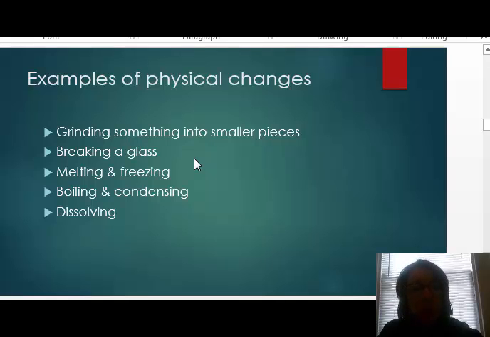In chemistry, phase or state changes like melting and freezing, boiling and condensing, as well as dissolving, are all important physical reactions. As a side note, not all chemicals will melt or boil. Sometimes chemicals decompose, which is a chemical reaction, before they melt or boil.